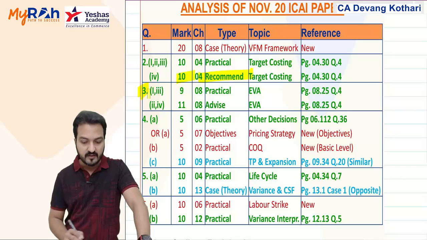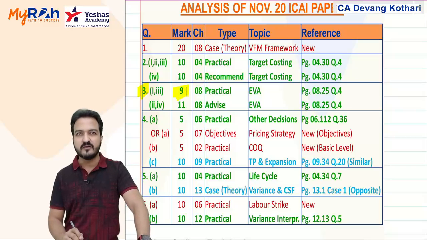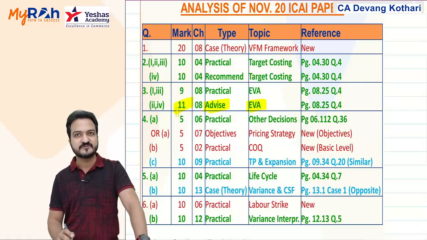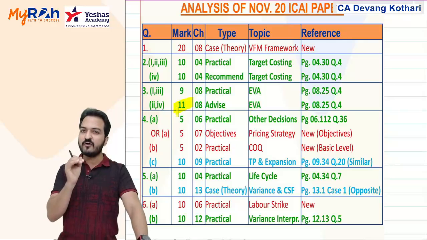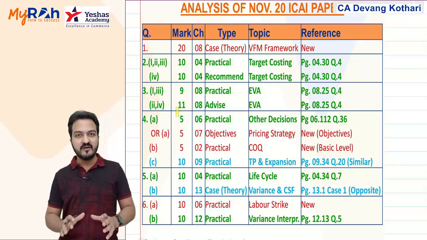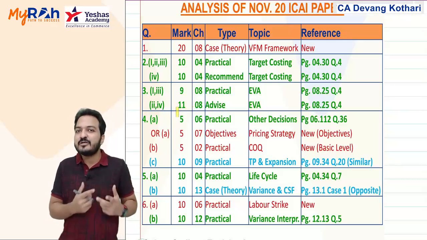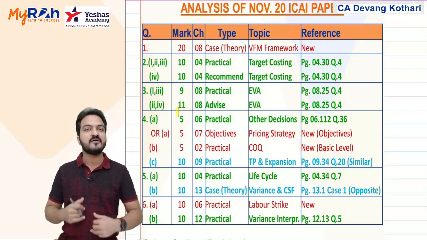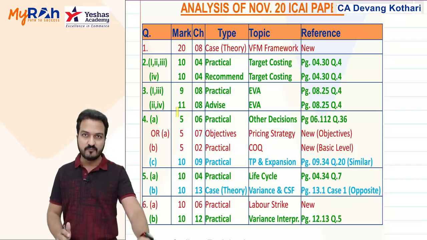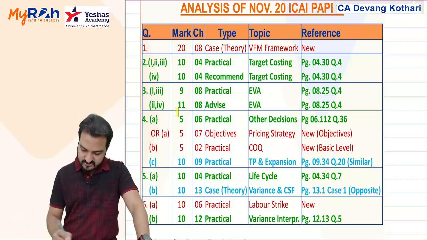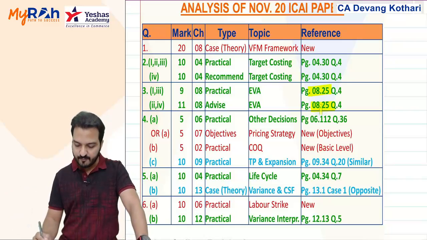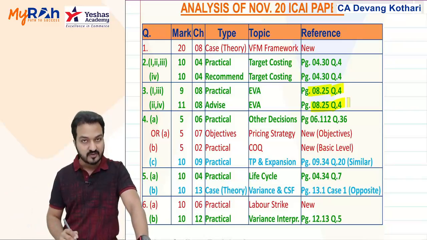Similarly, in question 3, the calculation part is only 9 marks, but the advice that you give after calculating EVA is a whole 11 marks. Yes, so as I have always told you, at CA Final level in the costing paper, the calculation part is less important, but after that calculation, the advice, the recommendation that you give is more important. So that was question number 3, again directly from my book. You'll find that on page 8.25, chapter 8 in my book, question number 4.